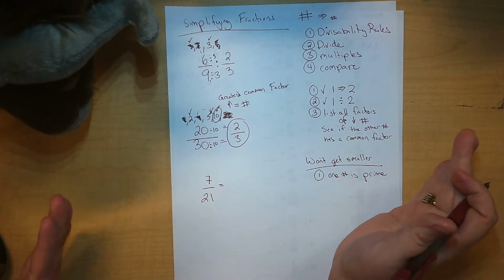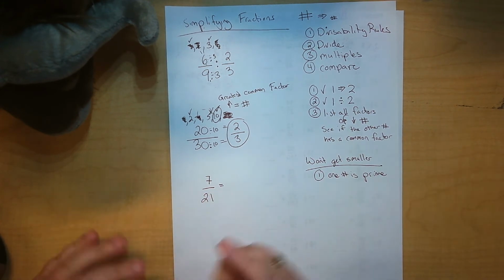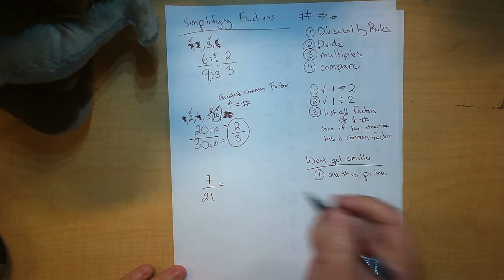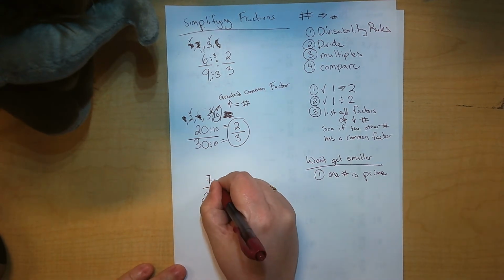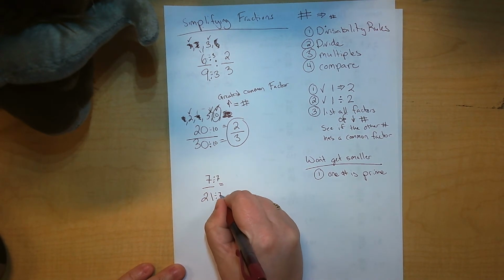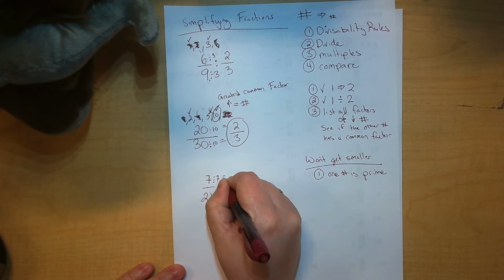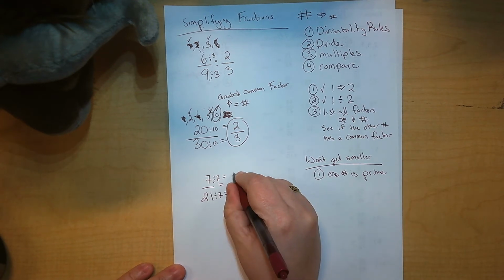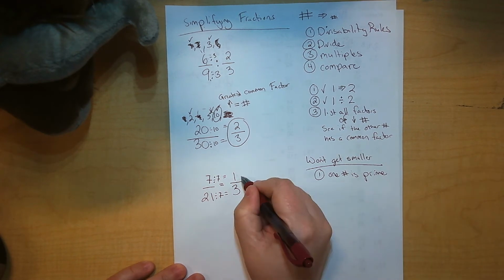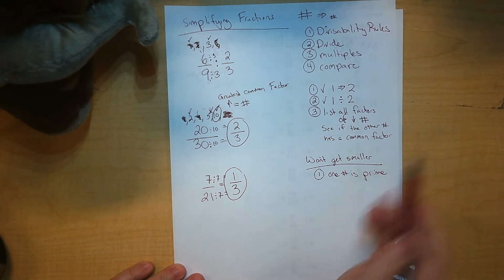But we want to make these smaller, right? We don't want to have 21, whatever that would be, 21/63. That's too big. So what we're going to do instead is divide by 7. When we do that, 7 divided by 7 is 1. 21 divided by 7 is 3. So our answer is 1/3. We didn't even have to write everything out.